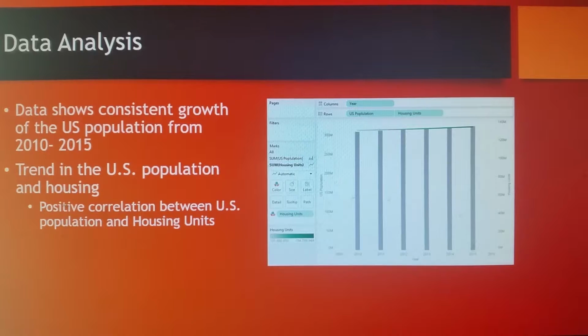The first chart I would like to share with you is trends in the U.S. population and housing units. From the graph, it may be hard to tell, but the U.S. population has been increasing year after year from 2010 through 2015, peaking at 321,418,820 people in 2015. The chart also shows that housing has been increasing year after year as well.